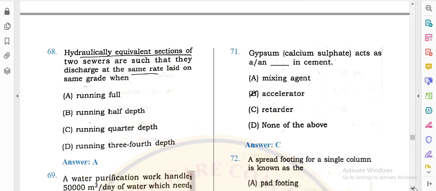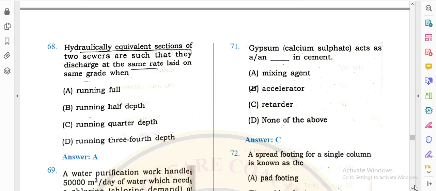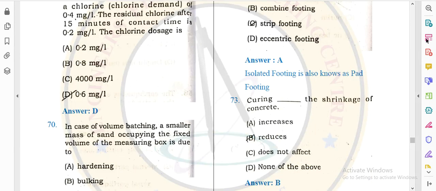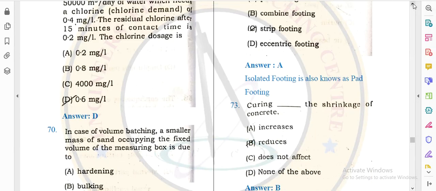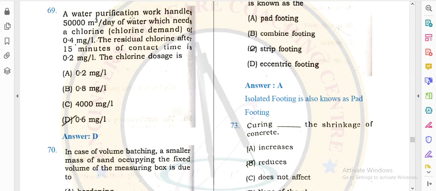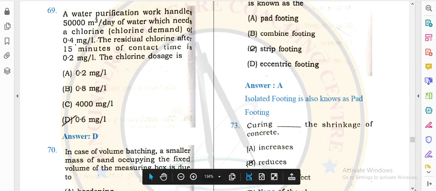Question number 68, hydraulically equivalent sections of two sewers are such that they discharge at the same rate when laid on the same ground. So option A, that is running full, is the answer. Next, question number 69. A water purification works handles 5000 meter cube per day of water which needs a chlorine of 0.4 milligram per liter. The residual chlorine after 15 minutes of contact time is 0.2 milligram per liter. So the chlorine dose is 0.6 milligram per liter.